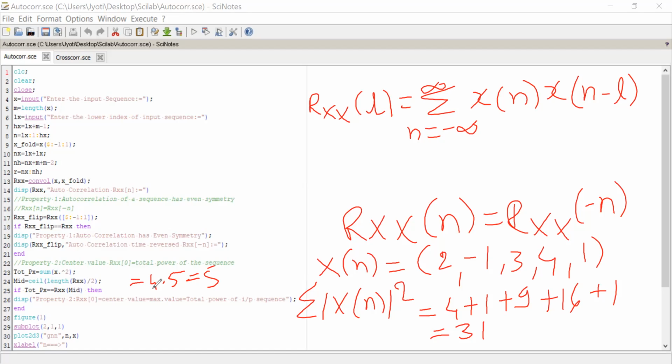The total power of the input sequence should be equal to the maximum value of the Rxx, or the midpoint value of Rxx. What is its midpoint value? That should be the maximum value, and that also should be its midpoint. The maximum value will come under the midpoint. If the midpoint value is equal to the total power of the input sequence, then the second property is verified. Here I verified the second property, end of this.